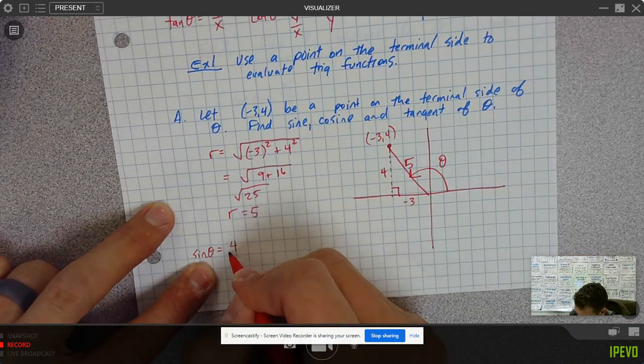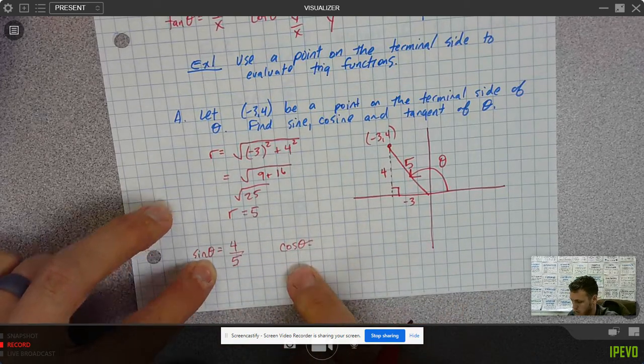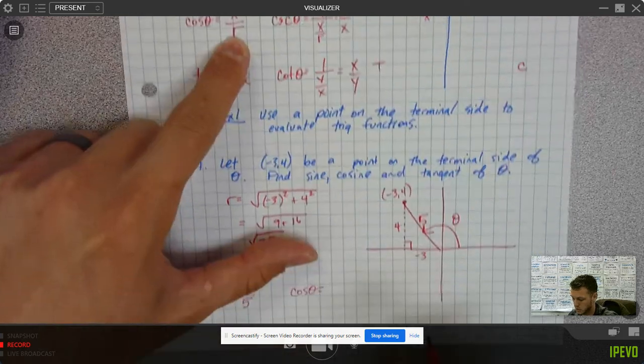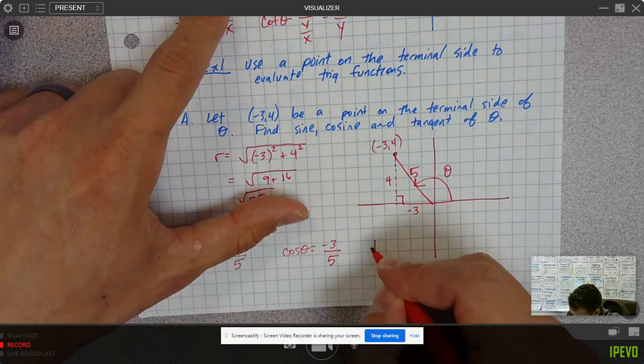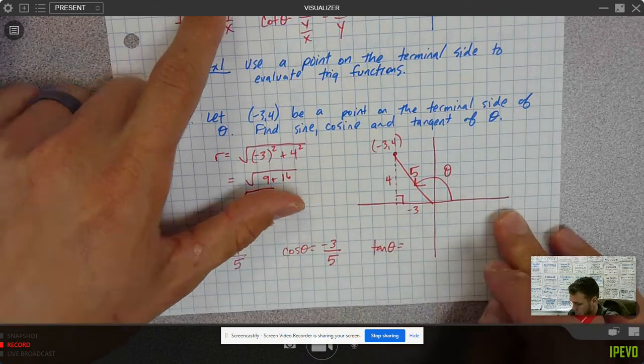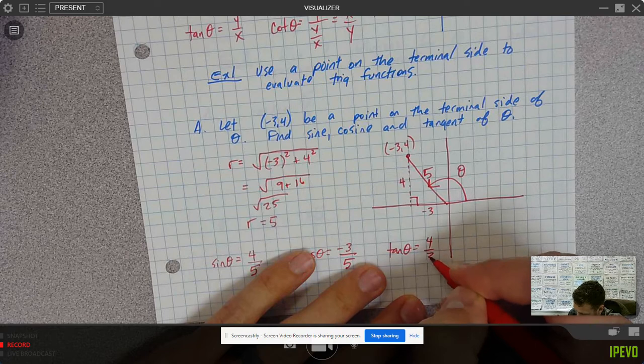Cosine of theta, up above we said, was x over r, so x is a negative 3 over 5. And tangent of theta is opposite over adjacent, or y over x, it's 4 over 3. All right, now let's verify, to see if I made a mistake.